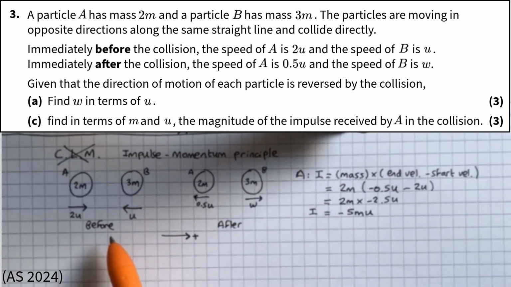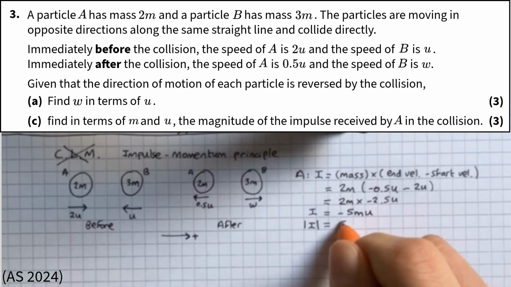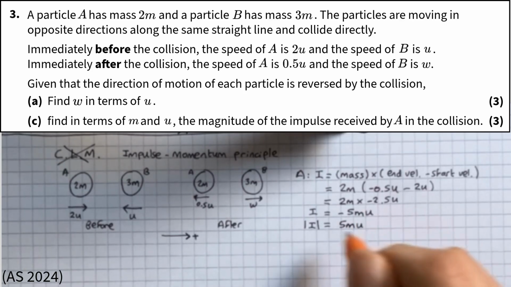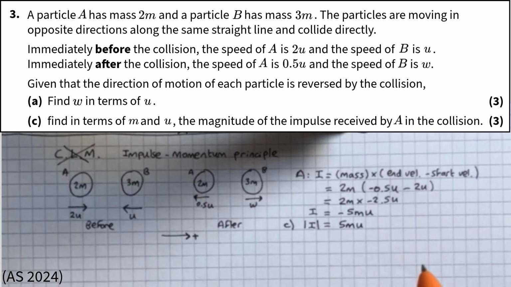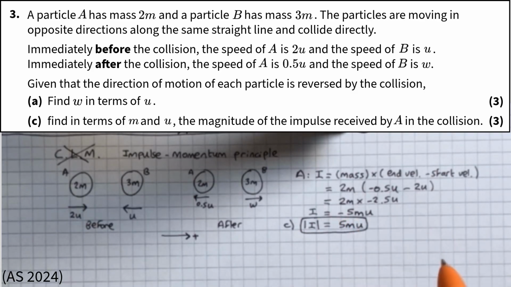This means that the magnitude of the impulse is going to be 5mu. And this should make sense because the impulse acting on A is acting towards the left. It's hitting A and it's making it move backwards towards the left. Okay, we've done part C. Let's now do part A.